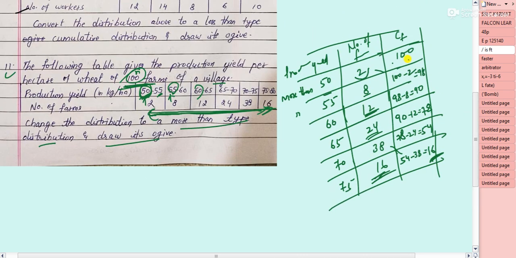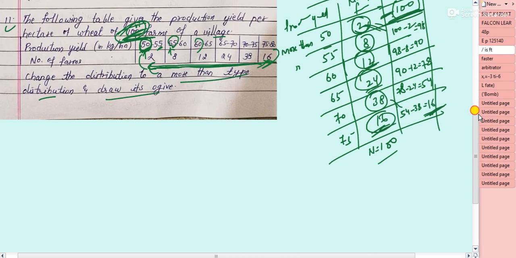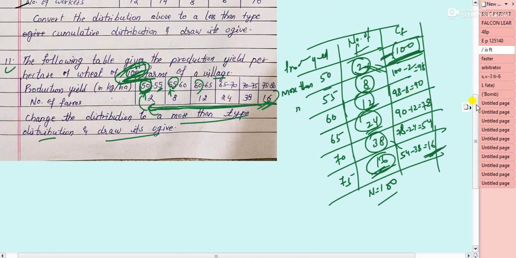Keeping the first as it is, not as it is, that is for less. For more than, even if they have not given this, just add this frequency total, you will get 100 itself. That you have to write in the first box. Now just keep subtracting the previous one every time. And the last value will become same, that is the distribution. We have changed it to more than type.